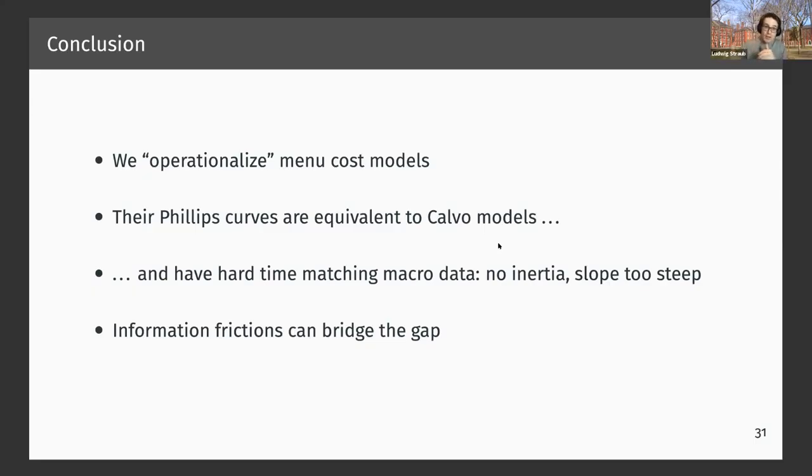We note along the way that it turns out they're quite close to the Phillips curves of Calvo models. And that's partly why they have such a hard time matching the macro data without any additional ingredients. So for example, the slope is too steep and there's a lack of inertia inherent in these models. But information frictions can possibly bridge this gap, bring the slope down, and generate inertia. Well, thank you very much for being here, and I look forward to more comments.